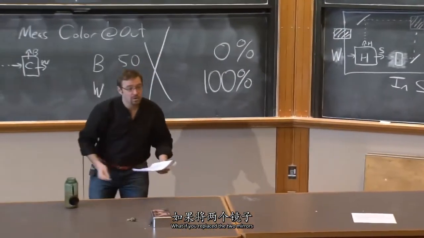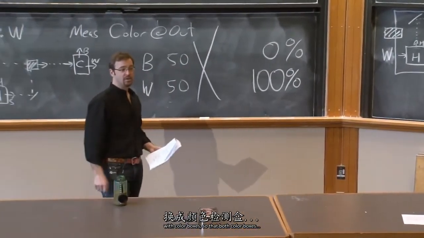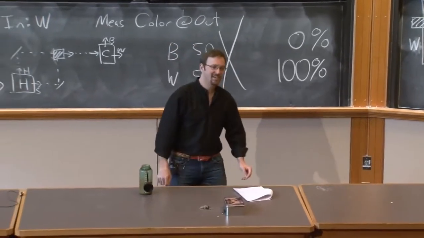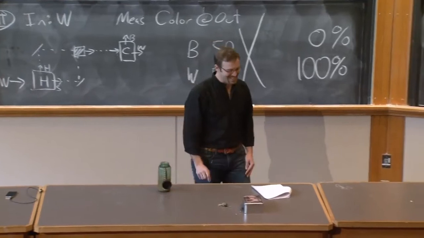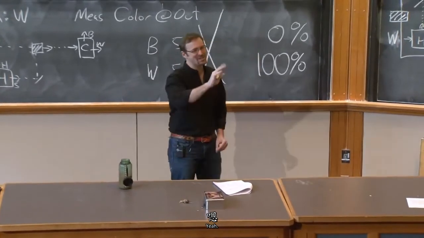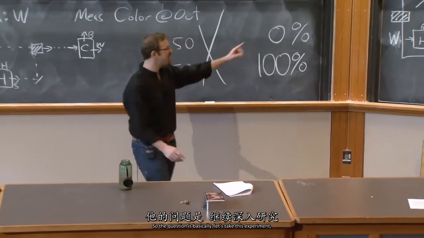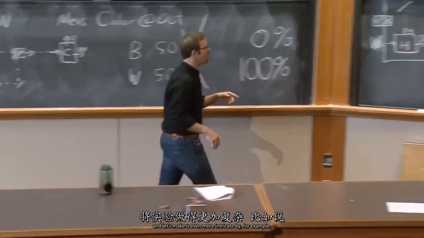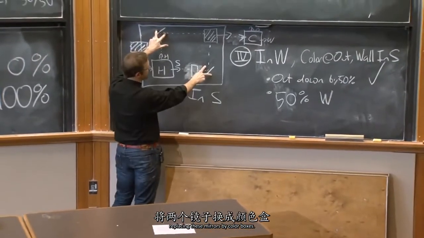Yeah? What if you replace the two mirrors with color boxes so that both color boxes get either hard or soft, and then you recombine all four means and then put it through that last color box? Yeah, so that's totally reasonable. So the question is basically, let's take this experiment and make it even more intricate by, for example, replacing these mirrors by color boxes.